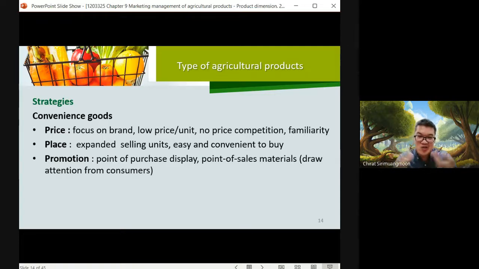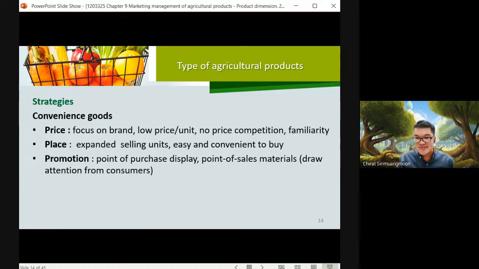So the best way to do for the convenient goods is you need to make the consumer remember your brand. Maybe you use some advertising, maybe you use some media to send the message to them. How about the place? For the convenient good, like the name says, you need to make it convenient. So expand the selling unit, make it available as much as possible, easy to buy and also convenient to consume.